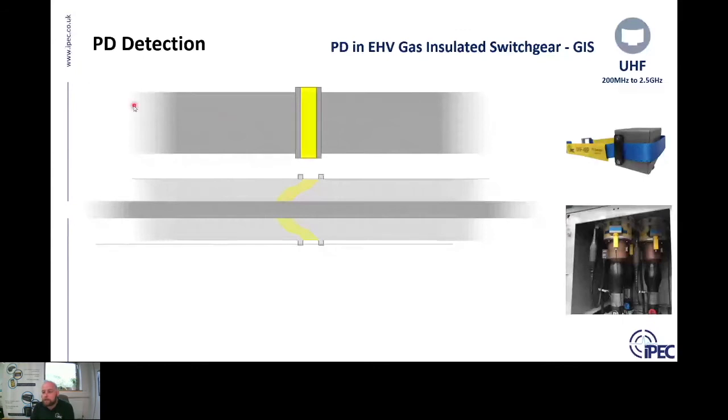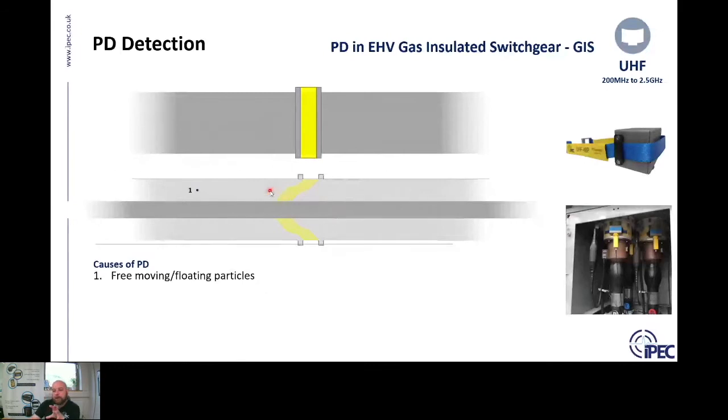So EHV GIS, this is typically my version of a GIS compartment. Here we've got an insulation band between two components, two compartments of the equipment. And inside, this is what it looks like. So this is inside our GIS. If you excuse me, this line has managed to find its way somewhere.